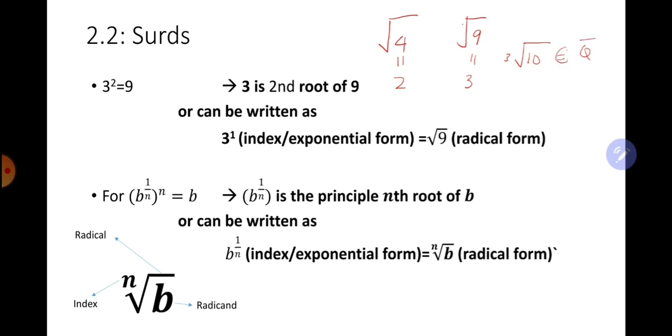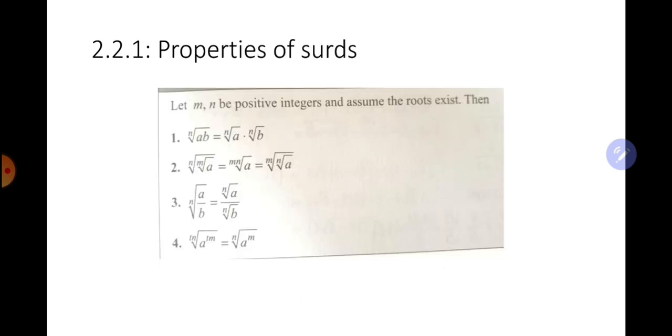Alright, so now if you have b power 1 over n, yeah, so b power 1 over n, this is the index form. Okay, so alternatively you can rewrite as radical form or as root n of b, okay, where n is the index. The symbol here, yang ni kan, we call it as radical, and then b is the radicand. Okay, so the following is the properties of surds. It follows directly from the properties of indices.